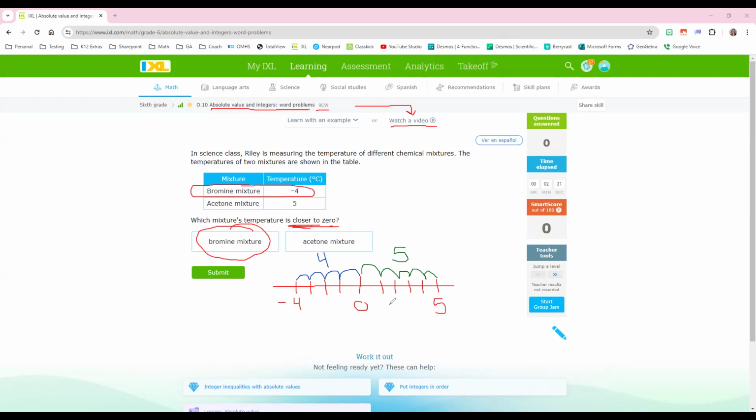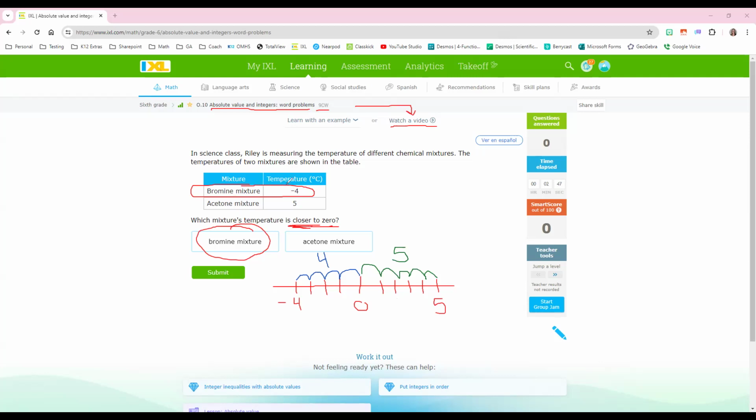But another way to do this, or a way to do it when the numbers are bigger, is to recognize that if we're trying to talk about how close things are to 0, that means we're talking about distance. And distance is how absolute value is measured. So if we want to know how far something is away, if we want to know the distance, we just need to look at the absolute value.